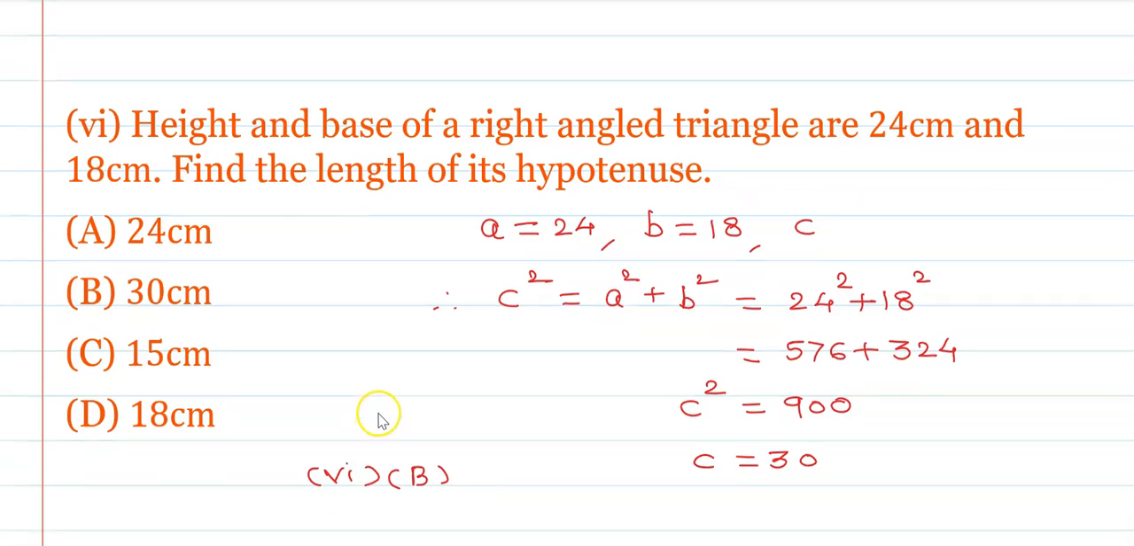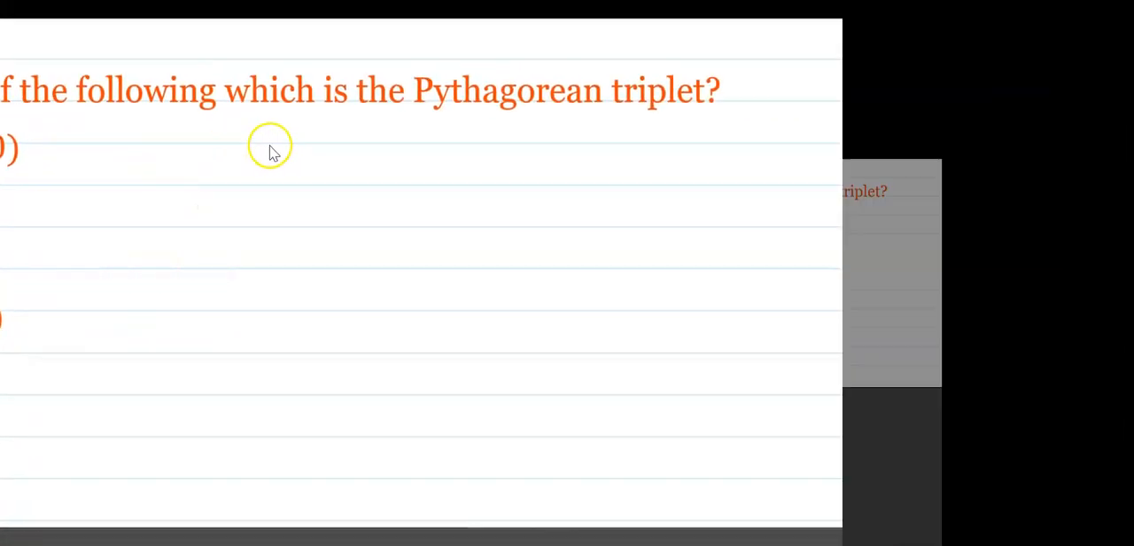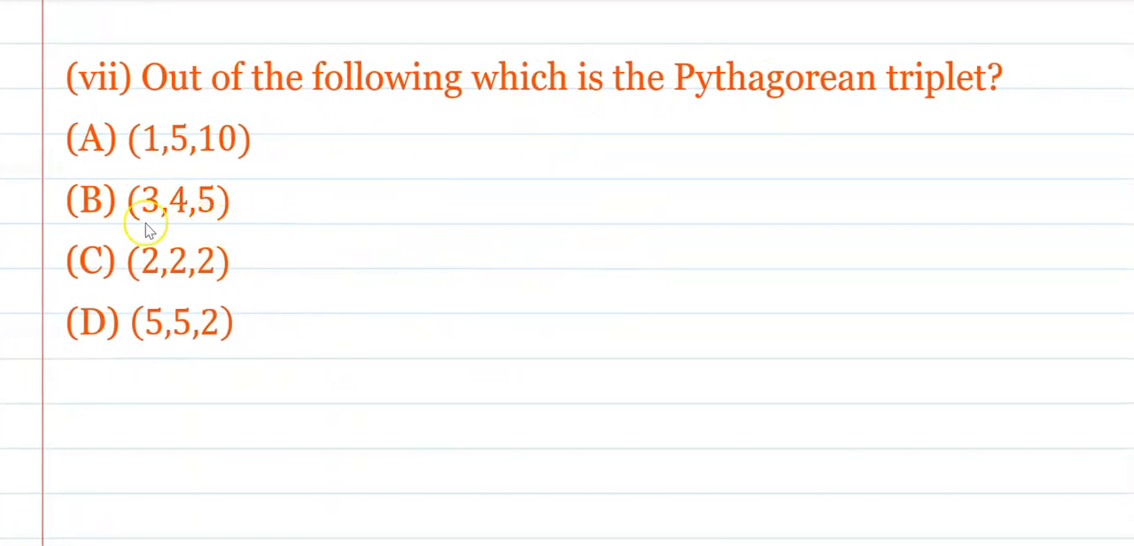Now next, out of the following, which is Pythagorean triplet? Now if we observe this, the biggest side is 10. 10 square is 100. 100 is equal to 25 plus 1. They are not equal. Therefore this is not a possible Pythagorean triplet. But this is very common, 3, 4, 5. 5 square is 25. 3 square is 9. 4 square is 16. And therefore the option B is a correct one. That is a 3, 4, 5 is Pythagorean triplet.